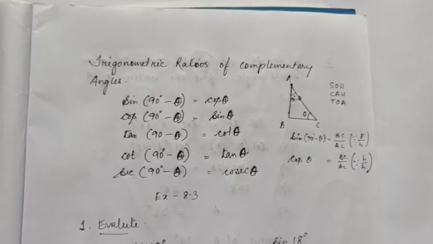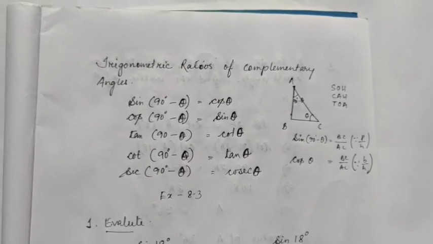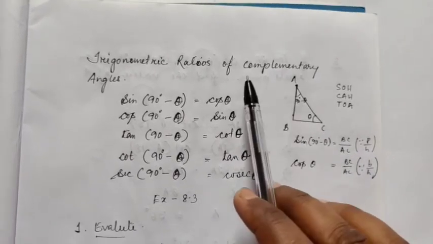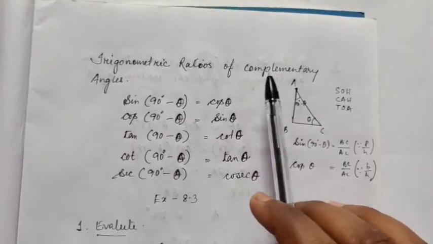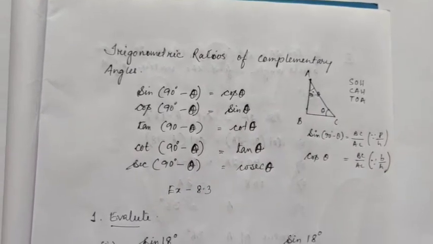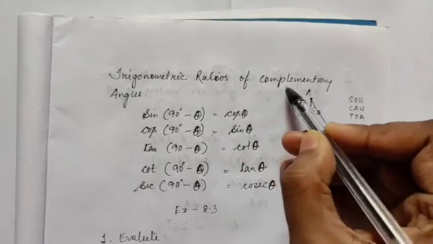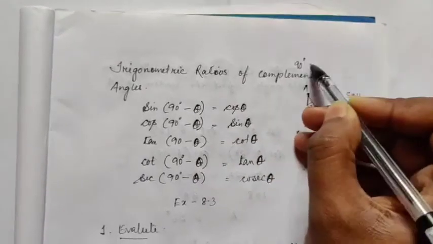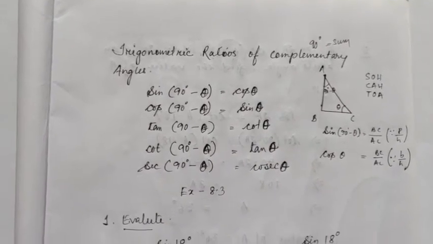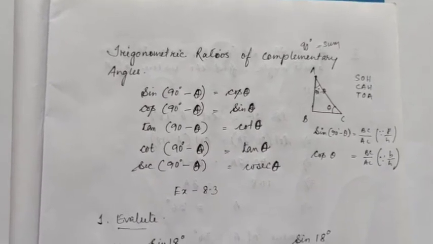Exercise 8.3, trigonometric ratios of complementary angles. So let us learn first about complementary angles. You know, complementary angles means the sum of any two angles. If it is 90 degrees, the sum of any two angles is 90 degrees, then those two angles are known as complementary angles.